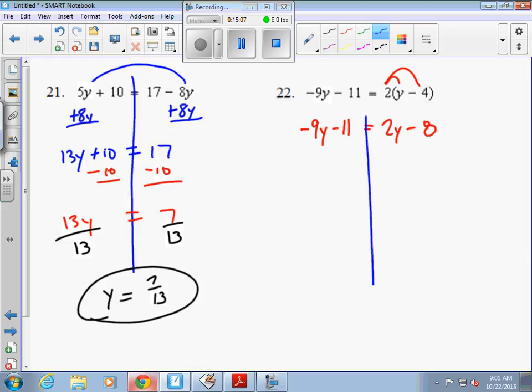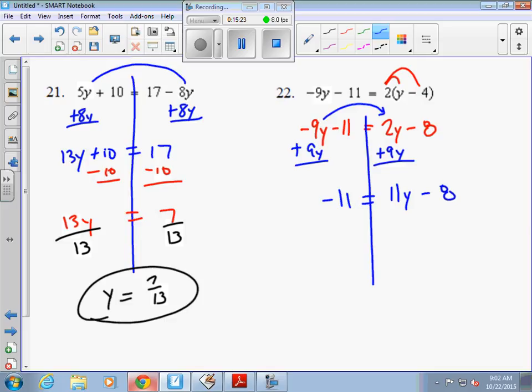Collect your variables. Negative 9y is smaller than 2y. So add 9y to the left. If you do that, add it to the right. 2y plus 9y is 11y. You still have negative 8 on the right. You still have negative 11. Don't lose it on the left.